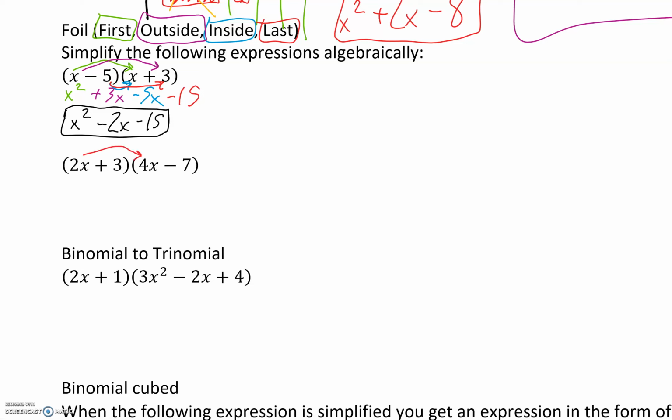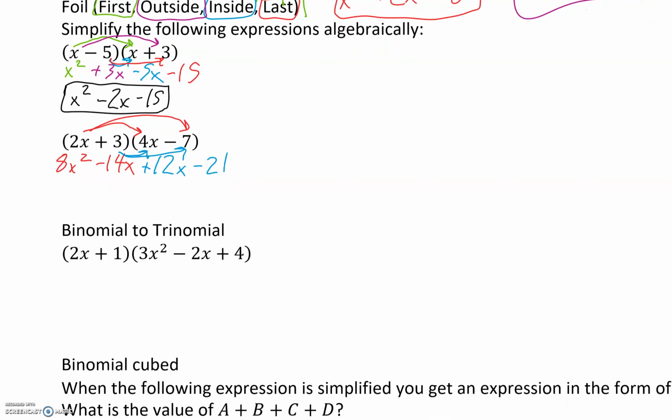Okay, what I normally do is I normally will do the top like this so that you can see what I'm doing. So this is going to be 8x squared minus 14x. Okay, and for now I'm still going to use 2 colors. So now I'm going to do the second number in the binomial. So that is 12x and then negative 21. And then when I combine like terms, I get x squared minus 2x minus 21 as my final answer.